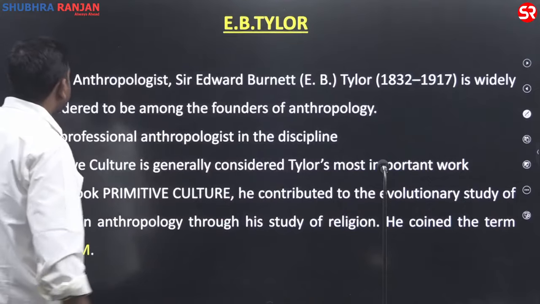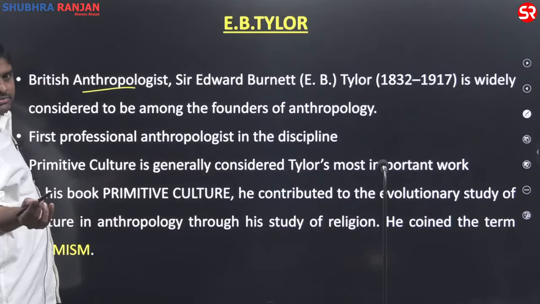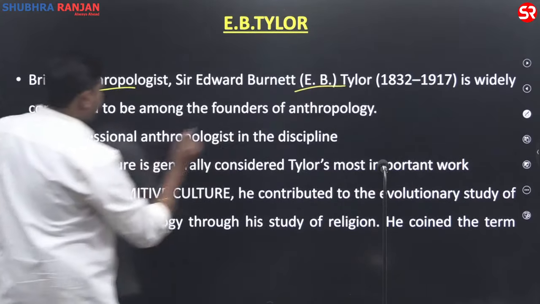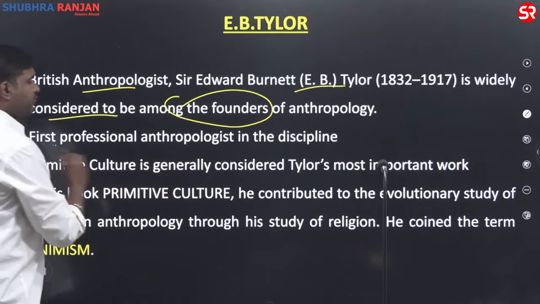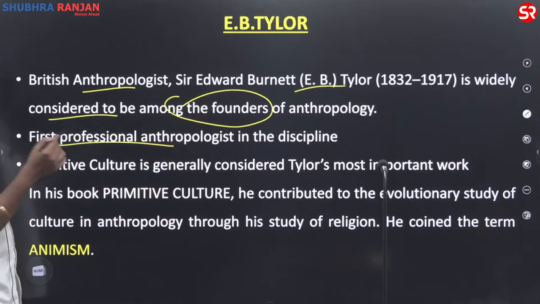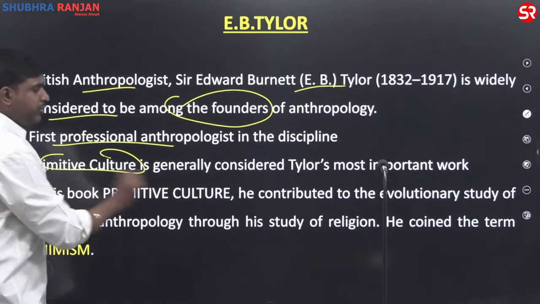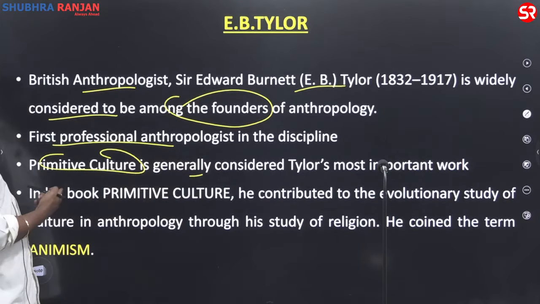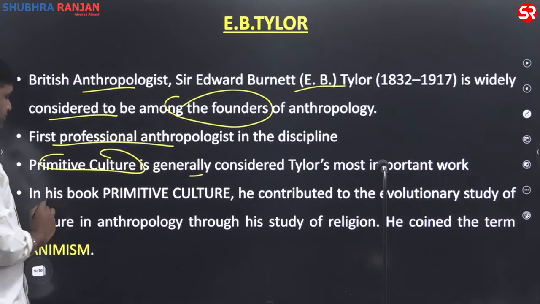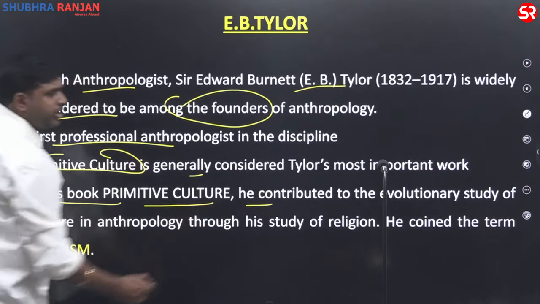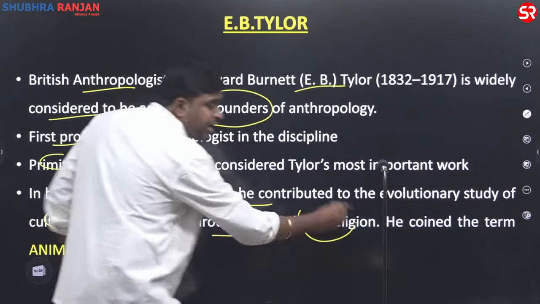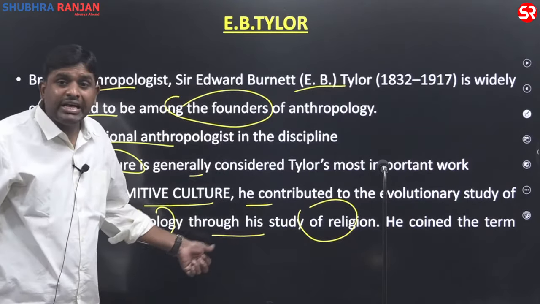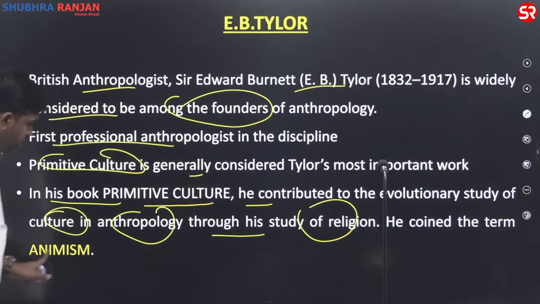Now we will go. British anthropologist E.B. Taylor, widely considered to be among the founders of anthropology. First professional anthropologist. Individually we are going. Taylor's most important book is Primitive Culture. In his book Primitive Culture, he continued the evolutionary study of culture in anthropology through his study of religion. I told you, he is famous for the study on religion, and he is mainly famous for what? I will tell.